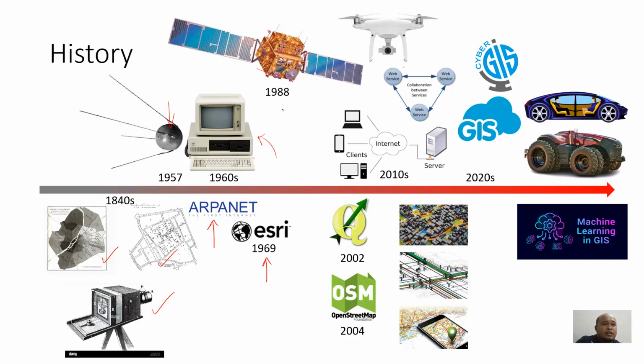And then in 1988, the first remote sensing satellite was launched by ISRO, which is the Indian Space Research Organisation, if I'm not mistaken. Okay, ISRO. So this satellite is called IRS-1A. This is the first remote sensing satellite which captured images of the Earth, right?